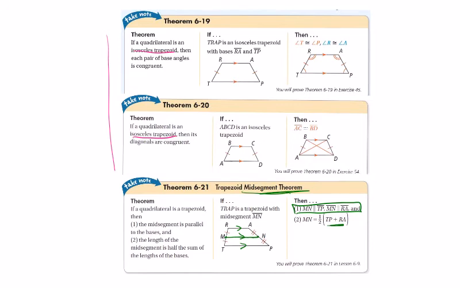So if you add up the bases, RA and TP, and you divide them by 2, or multiply by half, then you get the mid-segment, okay? And that one you'll prove as well.